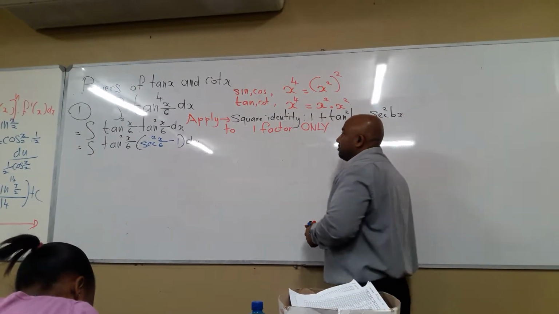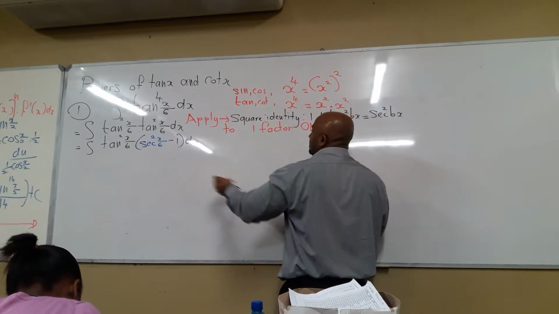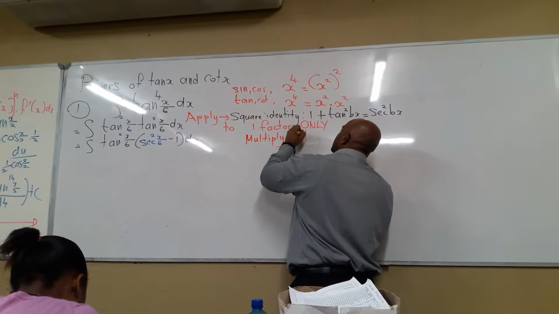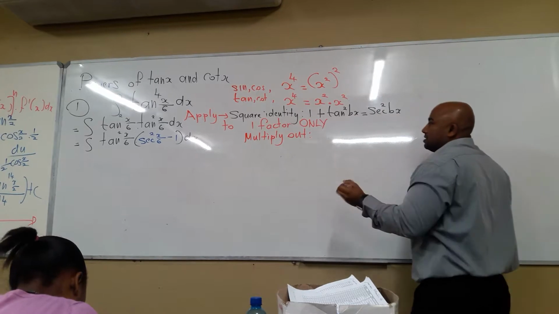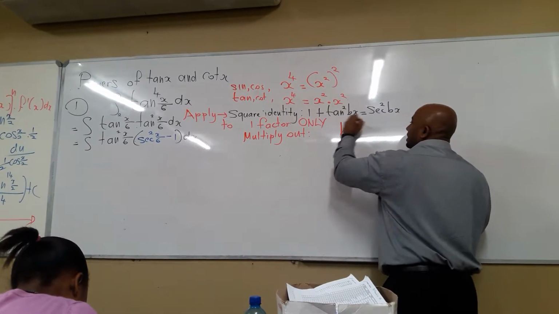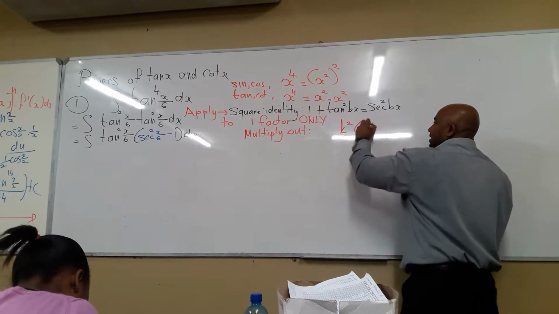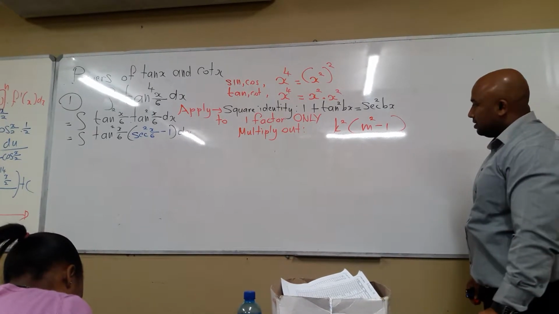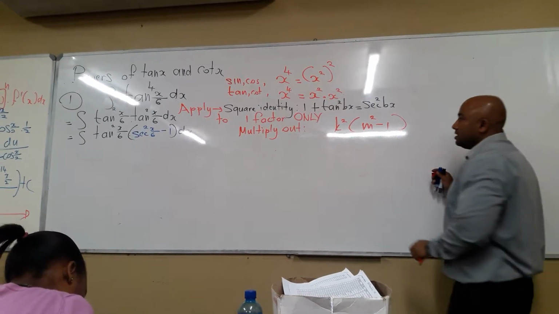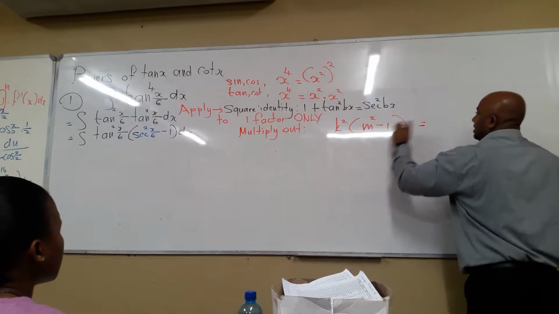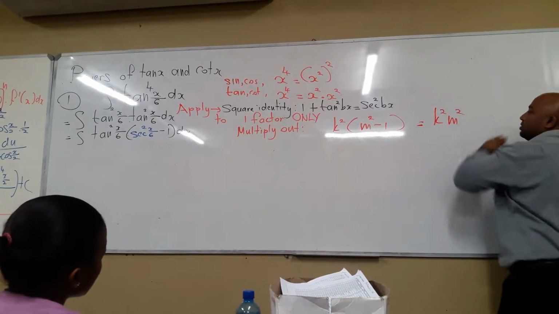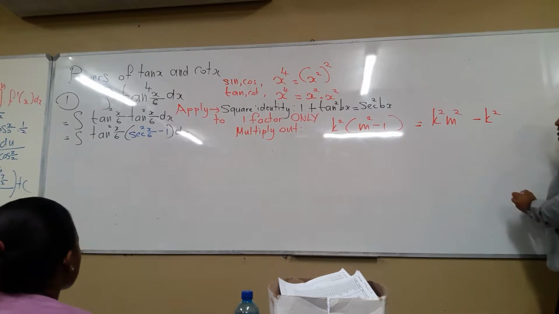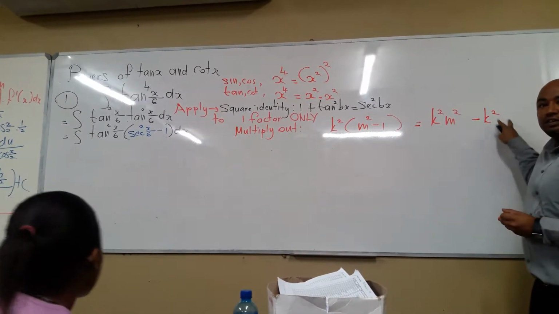Now, after you do this, you are going to multiply out. What do I mean by multiply out? So what do we have here? We have k squared, let's call tan k, let's call sec m. So we got k squared, then we got m squared minus 1. So we're going to remove the brackets, multiply out. So this will equal k squared times m squared, and then k squared times minus 1 is minus k squared. Obviously we're going to include the integration sign for both.